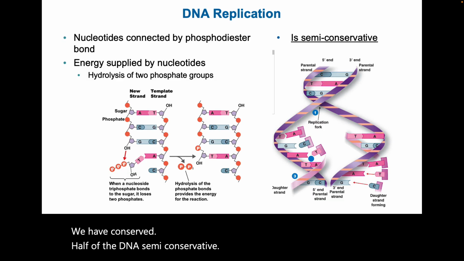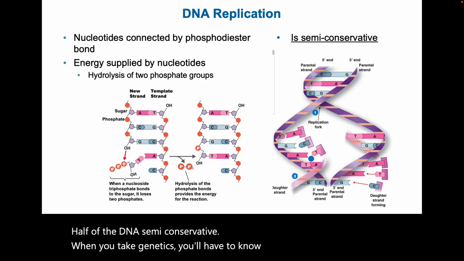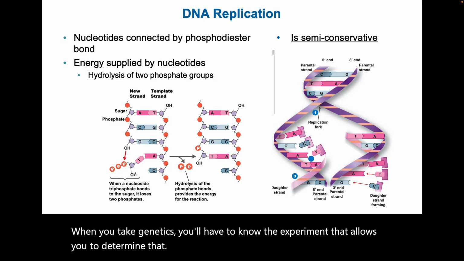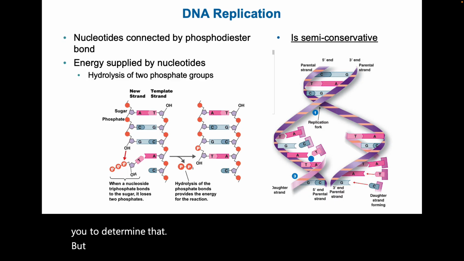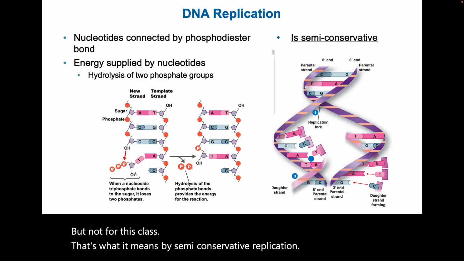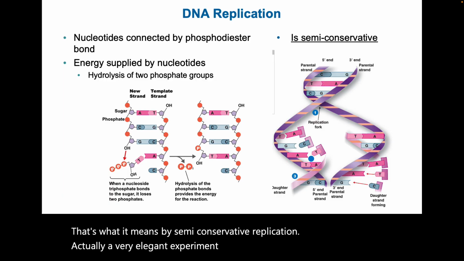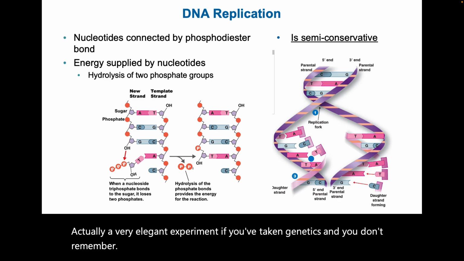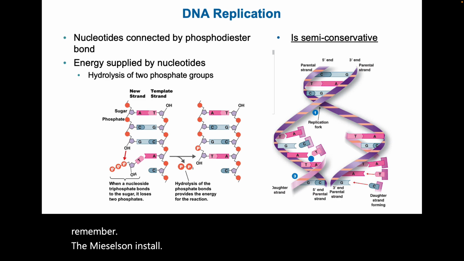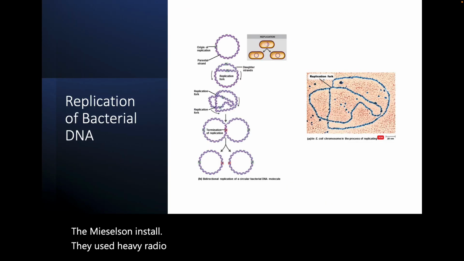When you take genetics, you'll have to know the experiment that allows you to determine that. But not for this class. So that's what it means by semi-conservative replication. It's actually a very elegant experiment. If you've taken genetics and you don't remember, it's the Meselson and Stahl experiment. They used heavy radiolabeled nitrogen to determine that.